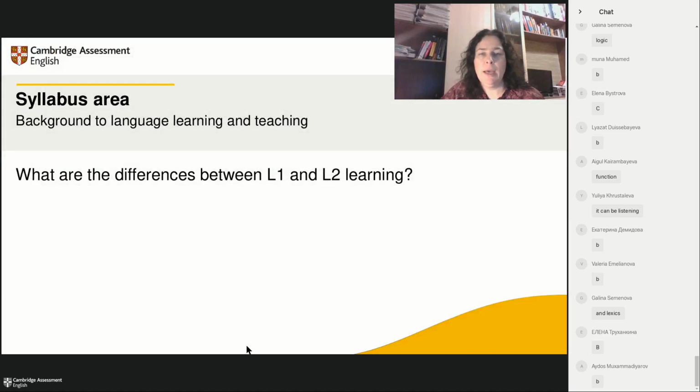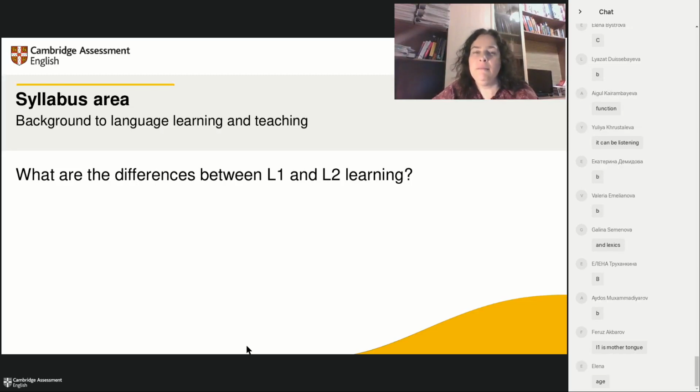So first of all, we need to identify the differences between L1 and L2 learning. So could I ask you to use the chat box? How about typing in some ideas? What is there in L2 learning that we can't find in L1, or vice versa? Okay, age, very good. Very good.